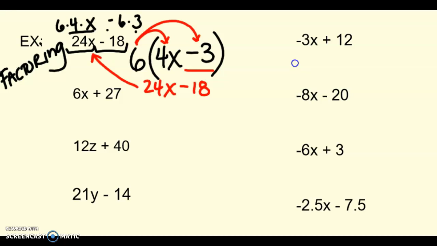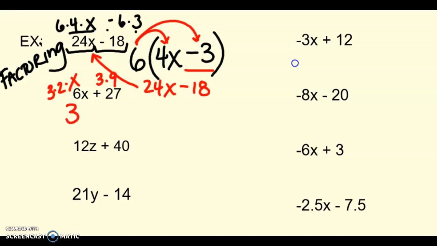How about we move down, right below. 6x plus 27. I'm looking for the greatest common factor between 6x and 27, probably 3. So let's write them both out as factors with 3. This is 3 times 2 times x, and 27 would be 3 times 9. So 3 is what they share.